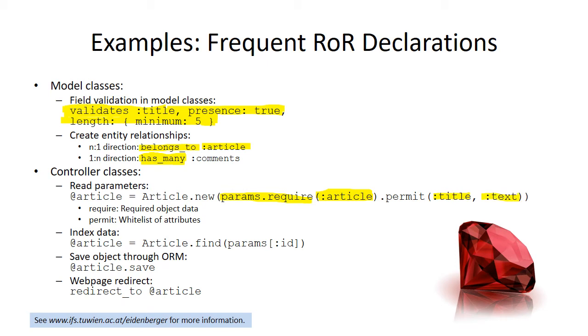Will an article come along with a title, a text, and the comments? This would throw an error. So this is a validation of what is actually coming along in that article instance variable. So permit defines a whitelist, whereas require more or less defines the binding of a certain type of object.